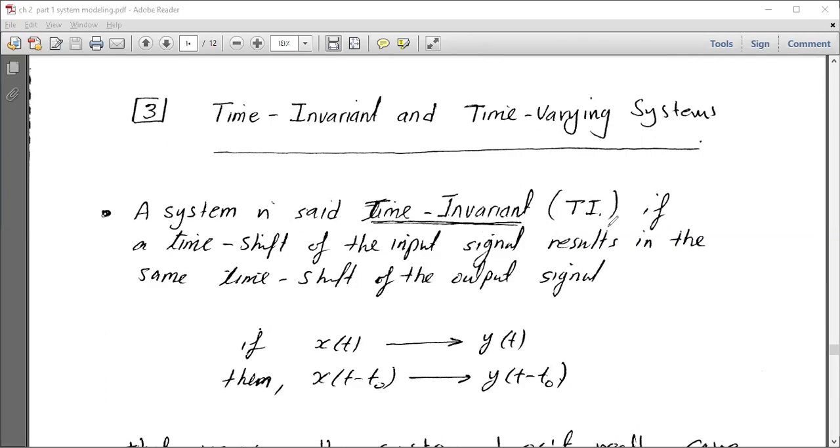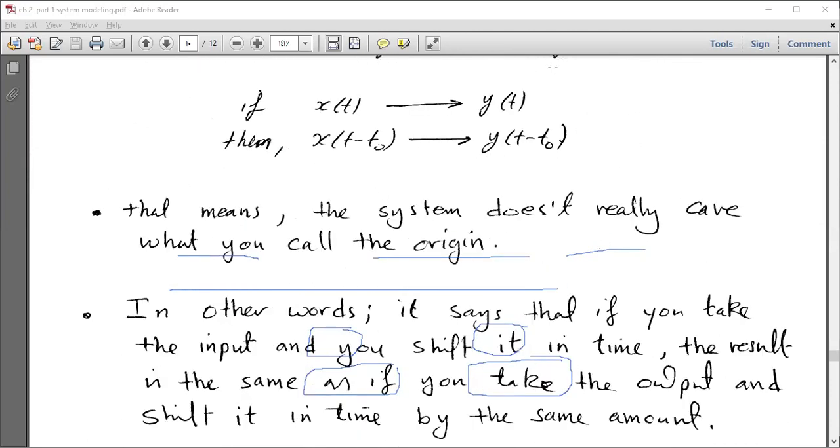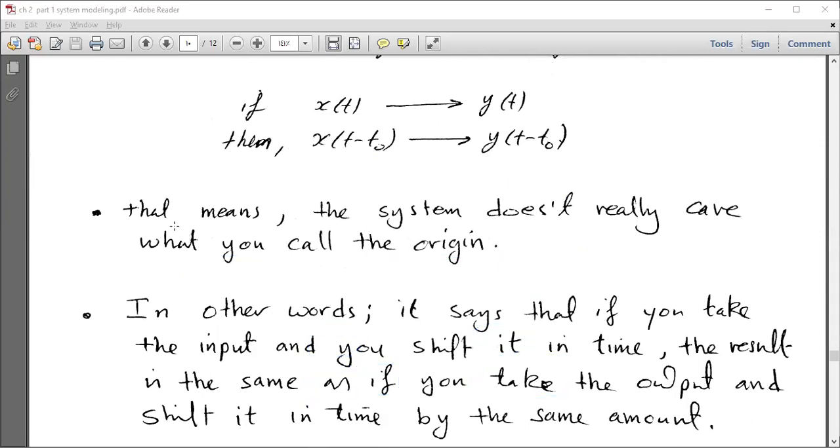So a system is time invariant if a time shift of the input signal results in the same shift of the output signal. That is, if you apply x of t to the system, you will get y of t. If you apply x of t at a later or previous time, a shifted time, you will get the same output shifted. So it doesn't care about the origin. Another definition: the system doesn't really care what you call the origin.